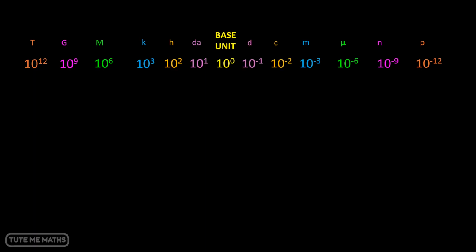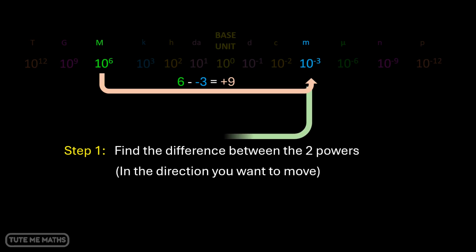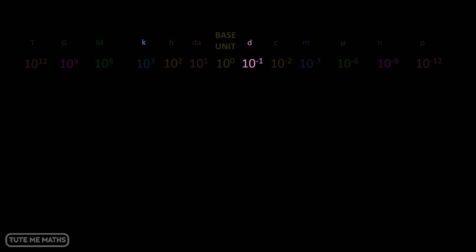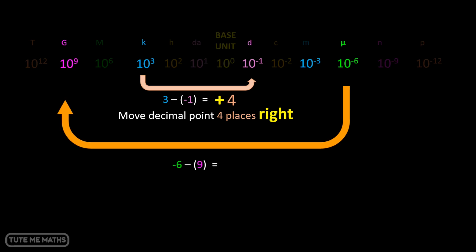Step 1 is to find the difference between the two relevant powers. If you subtract in the direction that you want to convert, the resulting sign tells you which direction to move the decimal point. Let's look at another example. To change from kilo to deci, the difference in the powers is positive 4. So we would move the decimal point 4 places to the right. Going from micro to giga, the difference in the powers is negative 15. So we would move the decimal point 15 places left.